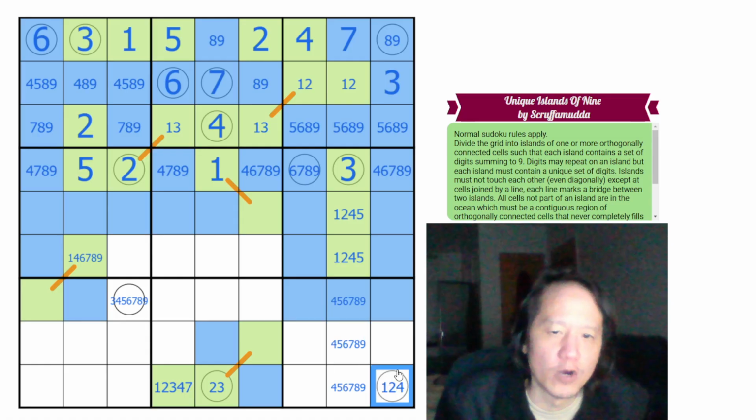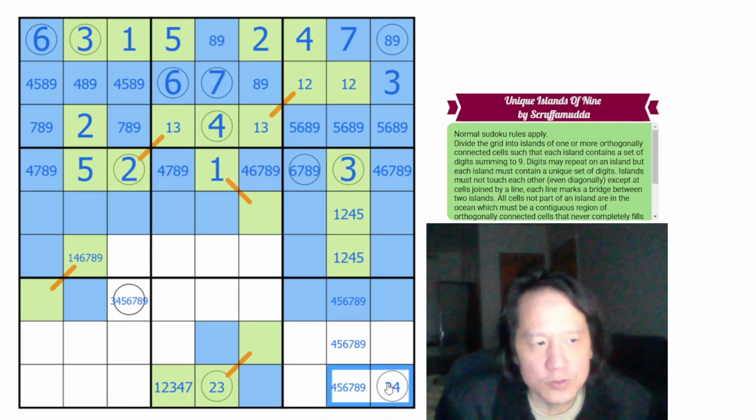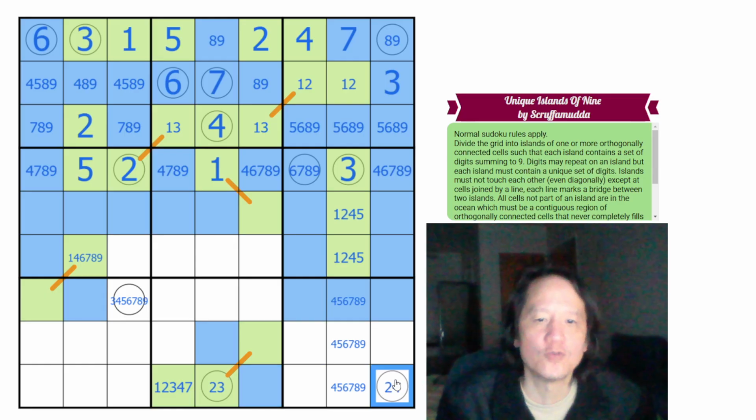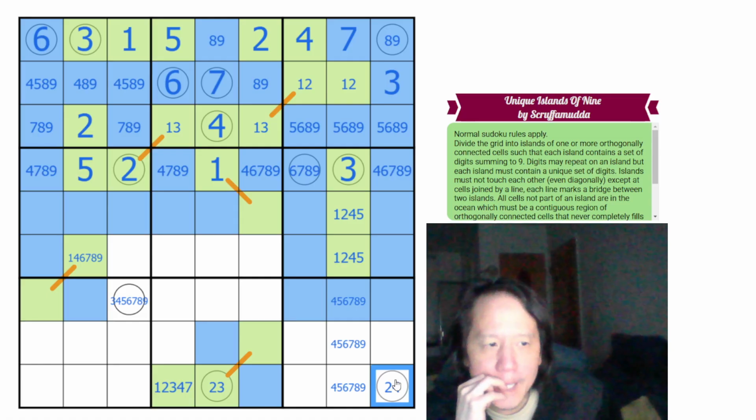So this can't be 1 by itself as an ocean cell. So this has to be 2 or 4. If it's an island, it would be 2. So therefore, it would be 2 and 7. It could be an ocean as 2. That's fine also. Or it could be an ocean as 4. But this has to be 2 or 4.